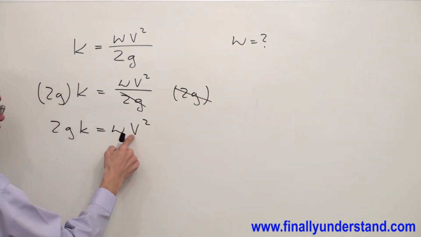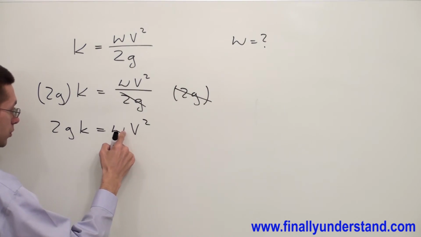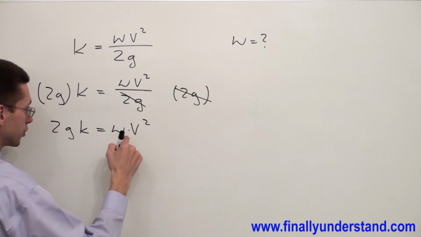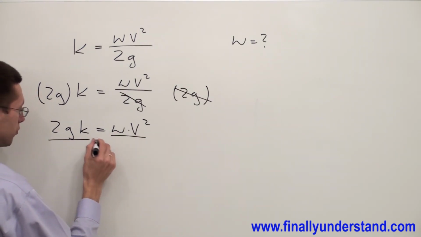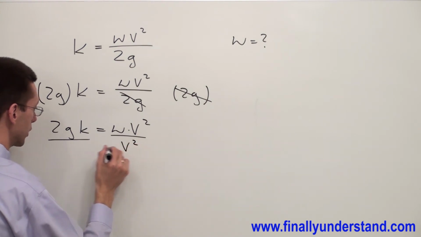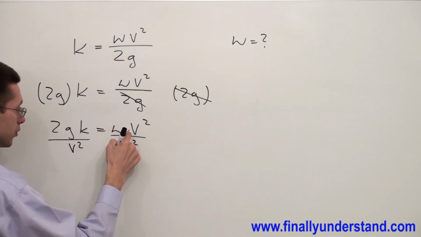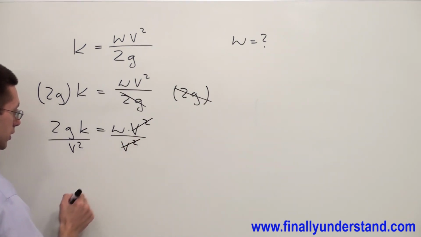What do I have next to w? I have v squared. V squared is multiplied to w. In order to cancel out v squared from w, I have to divide both sides of the equation by v squared. Why? Because I want to eliminate the multiplication. In order to eliminate multiplication, you have to use division. V squared and v squared will cancel out.